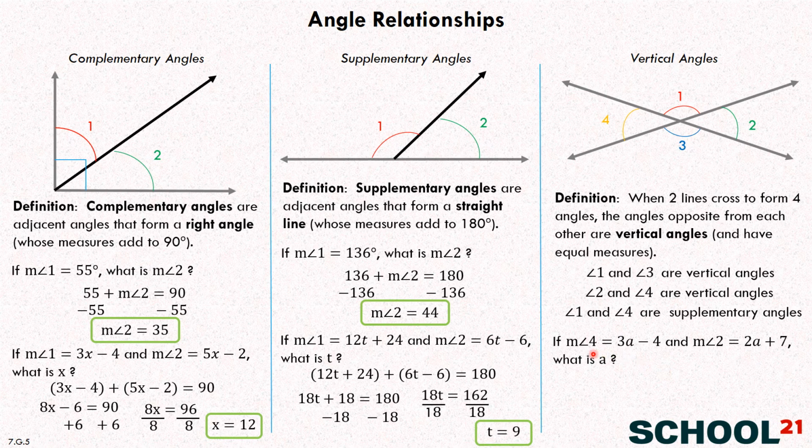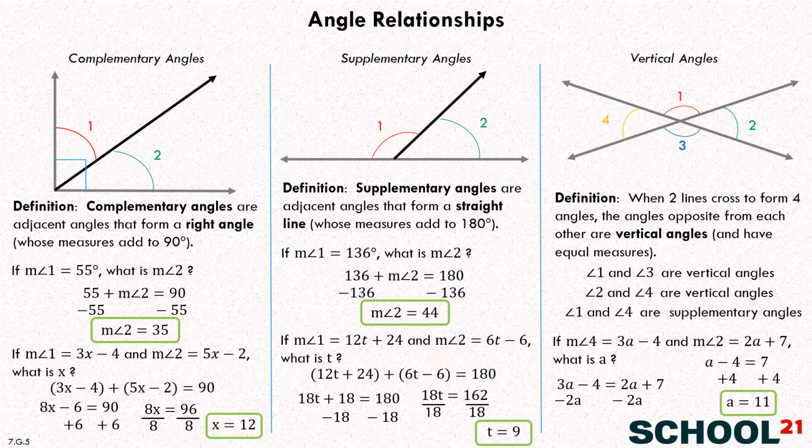So what we know is that their measures are equal, so we could say that this, 3a minus 4, is equal to 2a plus 7. So let's go ahead and write that. 3a minus 4 equals 2a plus 7. We want to combine like terms to get all the variables on one side. So let's go ahead and minus 2a from both sides. So then we'll have a minus 4 on the left side and just 7 on the right side. Now we need to get rid of that 4 by, that's right, adding. And then we get to a equals 11. And we calculate that based on vertical angles.